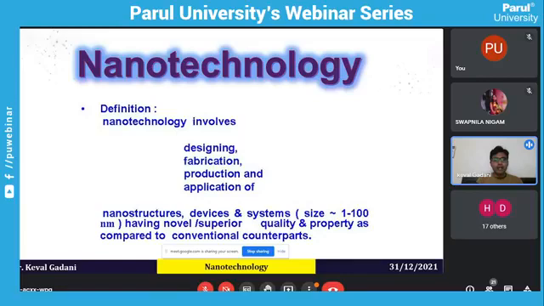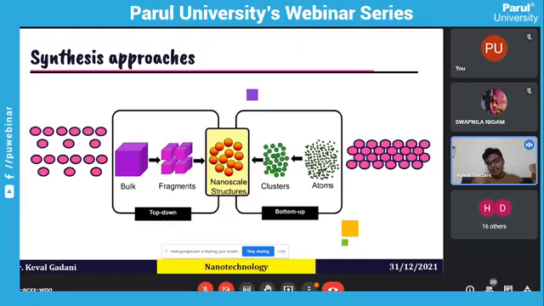I will not discuss synthesis here, but if you want to synthesize nanomaterials, we have two approaches: one is top down and the other is bottom up. In the top down approach, we go from bulk to nano, from the top to down. We have some good synthesis methods, starting from the bulk and then going to nanomaterials. So it is called the top down approach. Similarly, in bottom up, we start from atoms and molecules, then go to clusters, and finally we get nanomaterials.